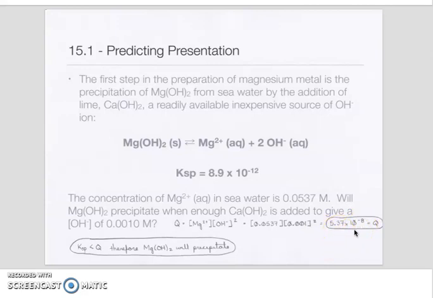So the next thing I can do to determine will this precipitate or not is I'm going to compare my Q value to my KSP value. What I find is my KSP is less than my Q value. And what that means is that magnesium hydroxide will precipitate. It will crash out of solution. I'll be able to basically extract all of that magnesium that I'm looking to take from seawater. So if my KSP is less than my Q, I will see precipitation form.